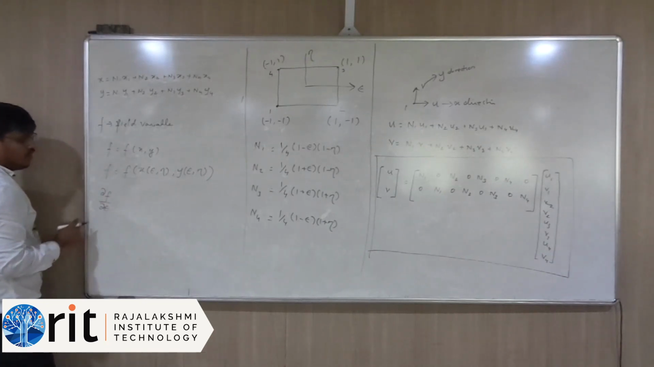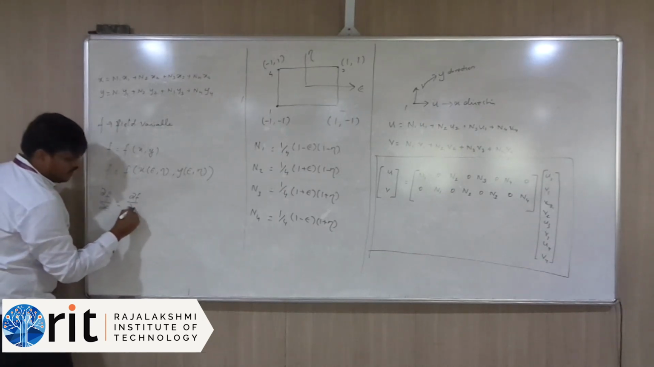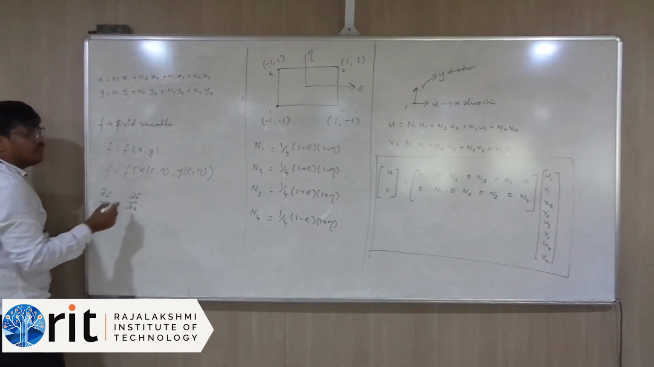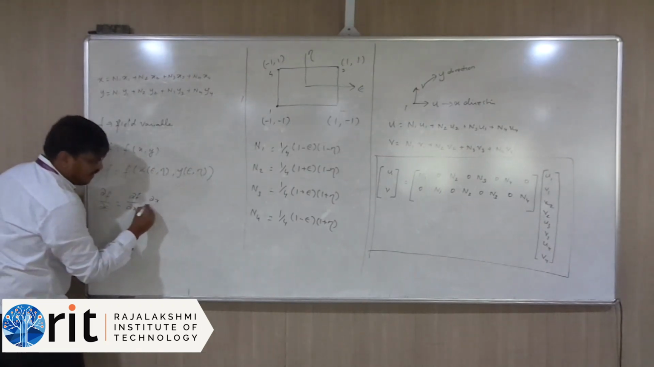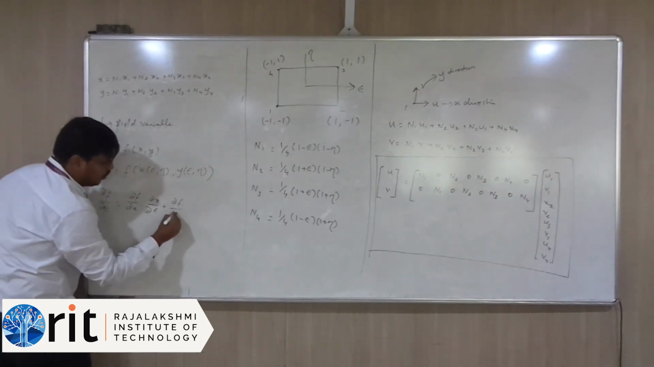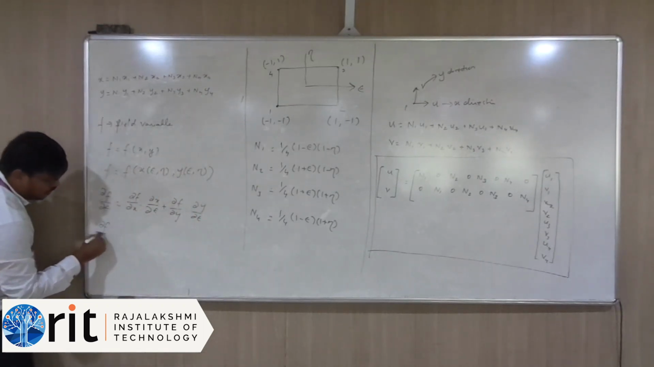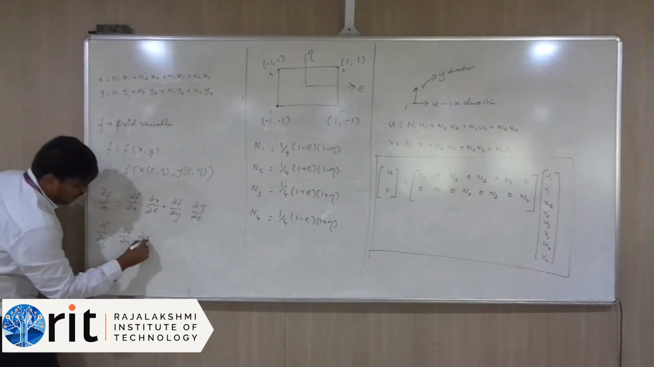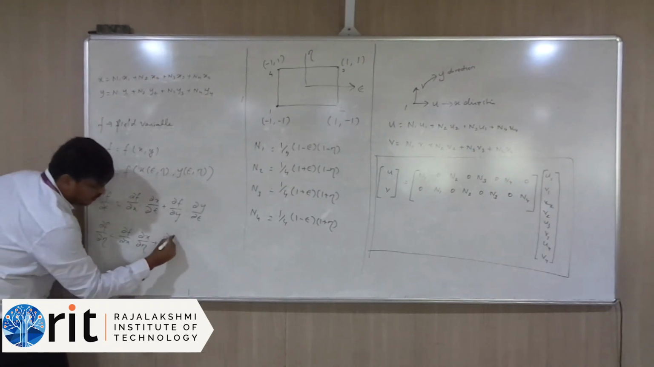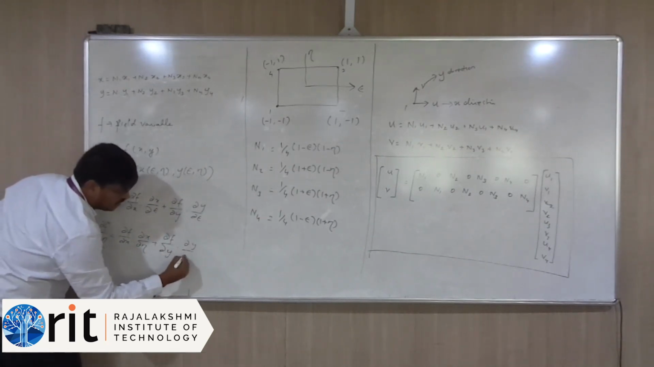Dou f by dou epsilon equals dou f by dou x into, we are going to use partial differentiation since x depends on two variables and y also depends on two variables, dou x by dou epsilon plus dou f by dou y into dou y by dou epsilon. Similarly for eta, dou f by dou eta equals dou f by dou x into dou x by dou eta plus dou f by dou y into dou y by dou eta.